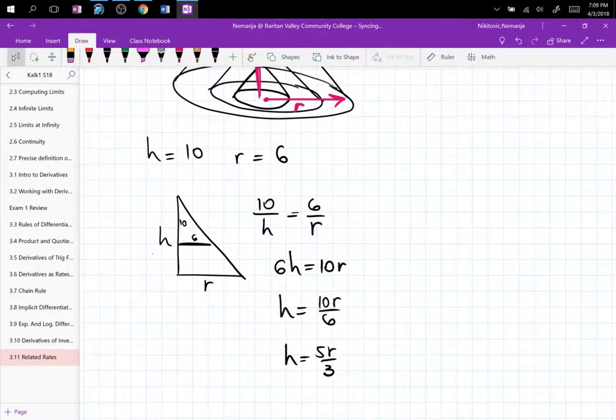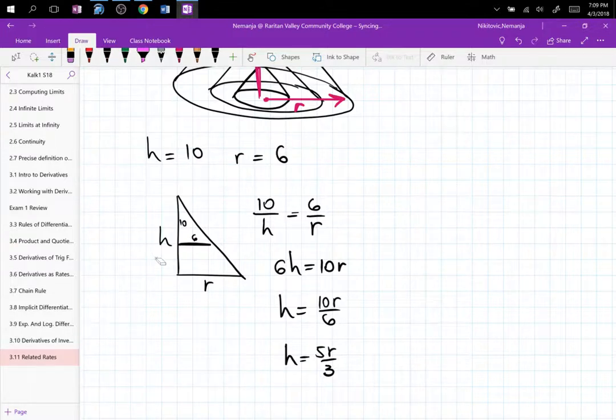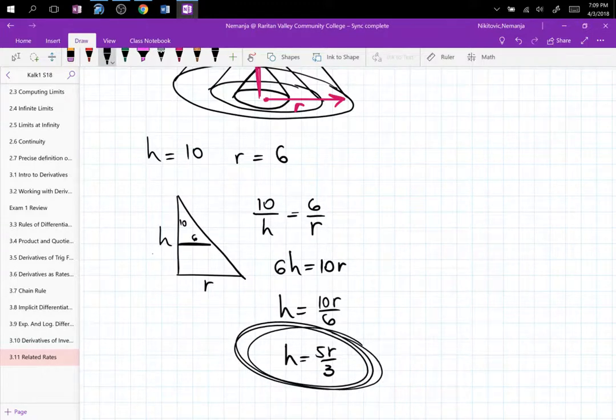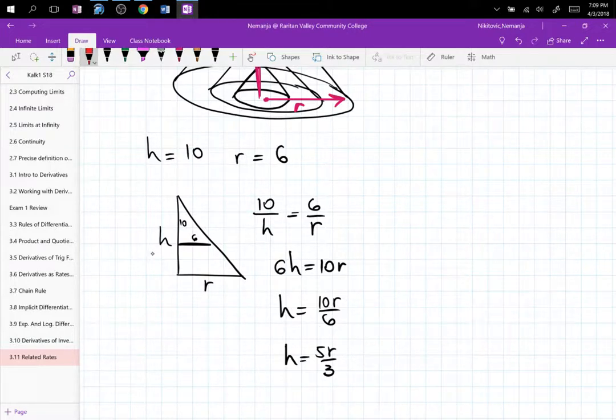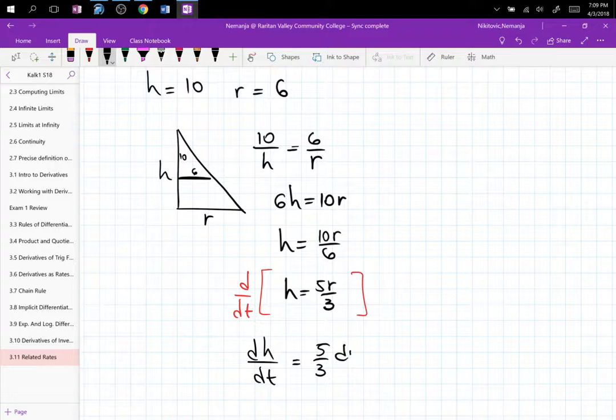This is a relationship that is already reducing your variables down. So you have to make a measurement of some kind at one point in time to say, okay, the pile is 10 feet tall and 6 in radius, which is 12 across. Now, as soon as you make that measurement, we come up with this type of formula which already eliminates one of the variables. In this case, it eliminates h. But we can also take the time derivative of it and eliminate even the rate. So dh/dt is equal to 5/3 dr/dt.